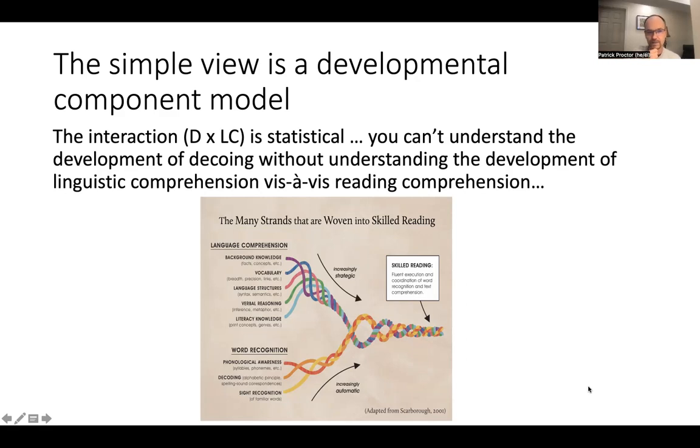Sorry about the spelling error: decoding without understanding the development of linguistic comprehension. But this is the simple view in developmental perspective. So this idea of language comprehension over time: as kids develop as readers, their language comprehension becomes increasingly strategic. You start using things like context clues to figure out unknown vocabulary words. Things like that. You start drawing on your linguistic knowledge to make increasing sense of text.